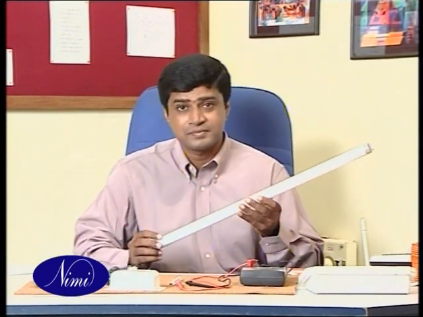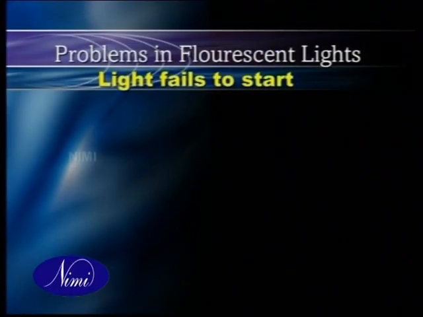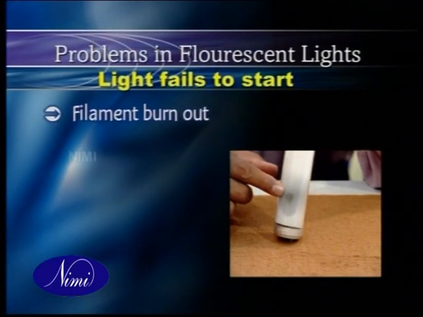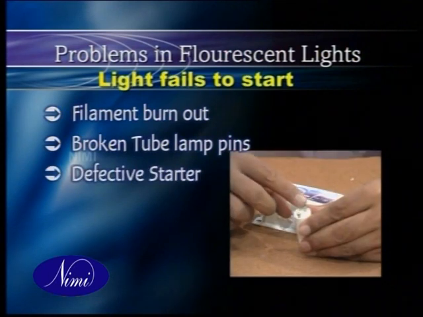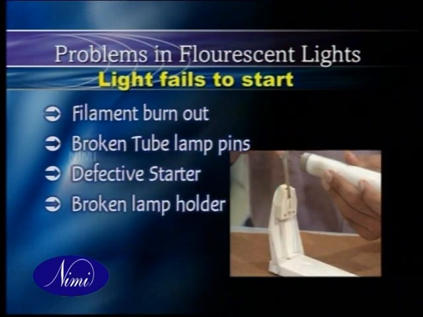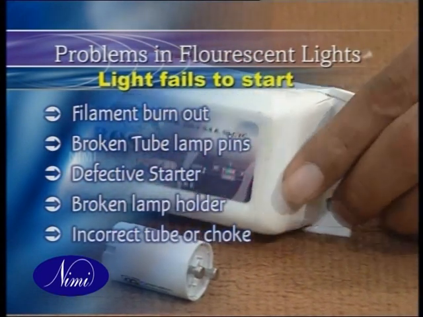Now let's see some of the common problems we face in a fluorescent light. If the light fails to start, it could be due to a filament burnout, broken tube lamp pins, defective starter, broken lamp holder, an incorrect tube or choke.